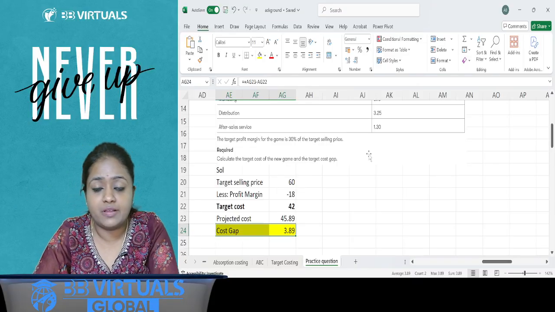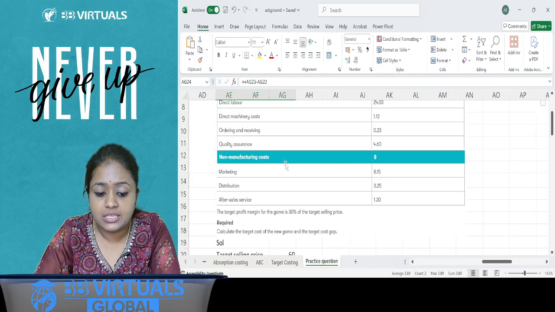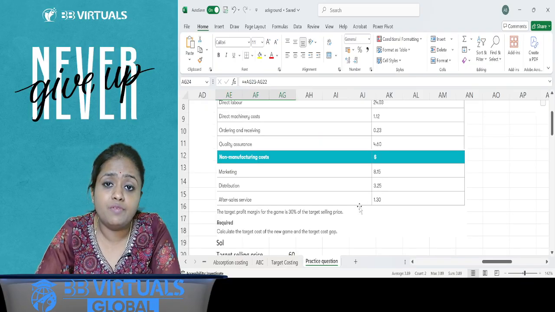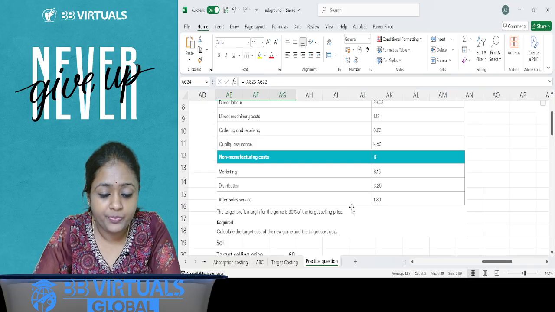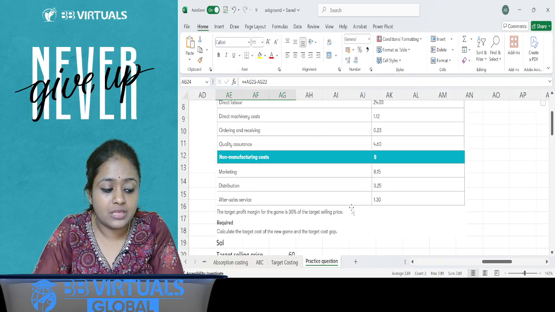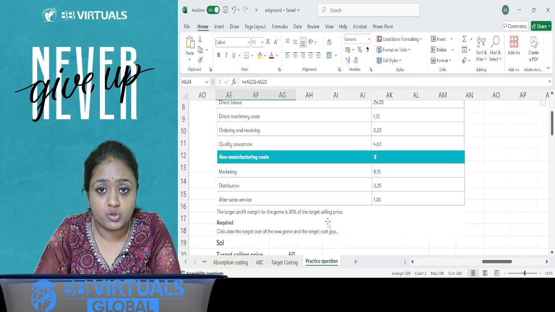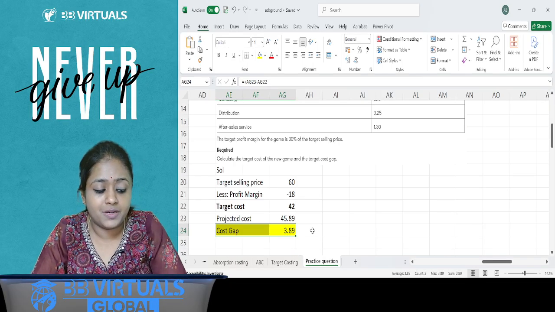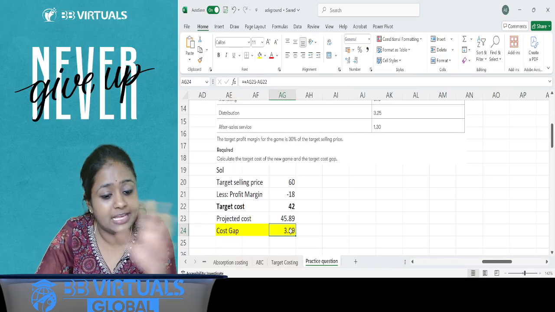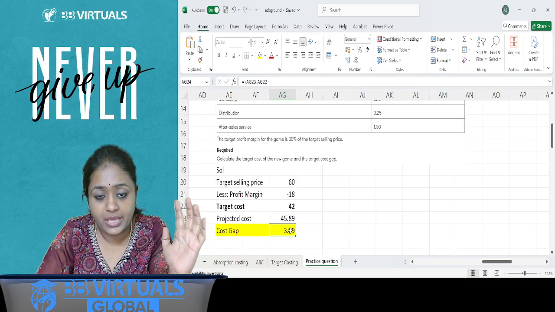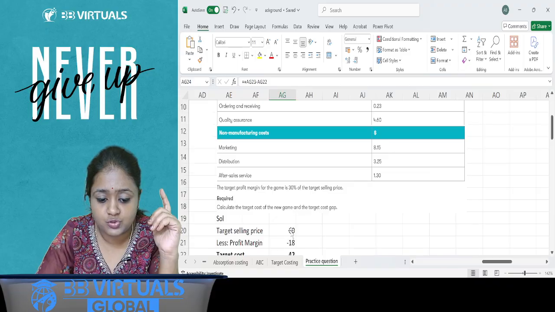First, they should check whether non-manufacturing overheads, these costs, can we reduce them? Can we reduce some portions a bit? Can we go for an alternative where we have some free sources where we can do marketing, distribution, so that the overall cost gets reduced. Ultimately, the management has to aim that this cost gap 3.89 gets reduced. Okay, now let's go further and do the next question.